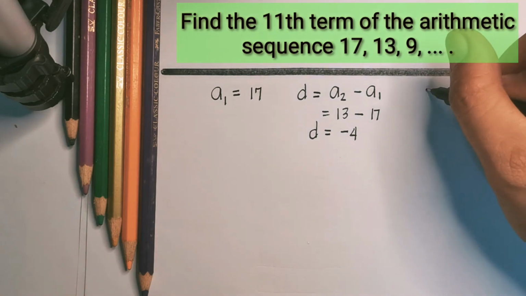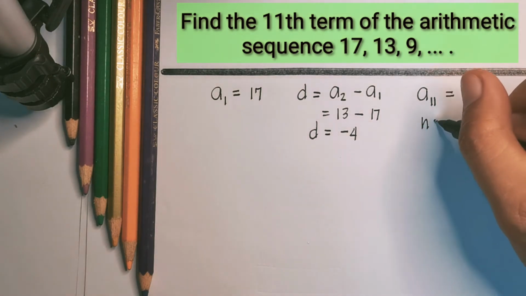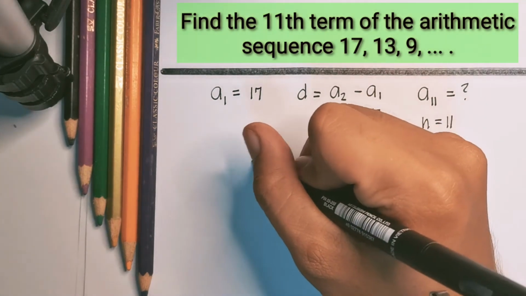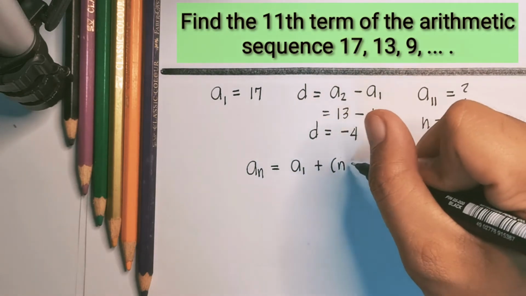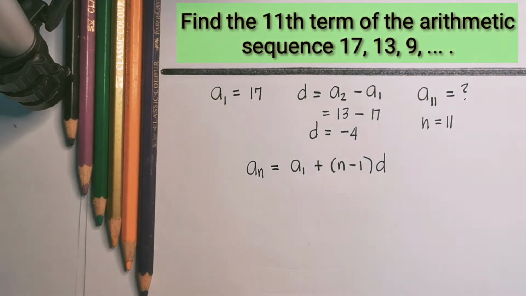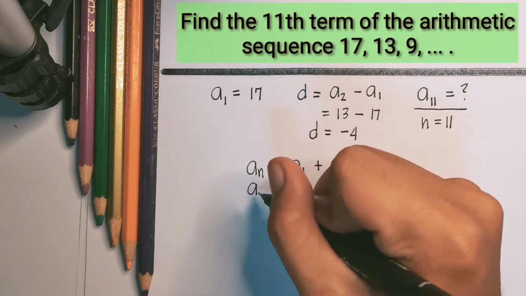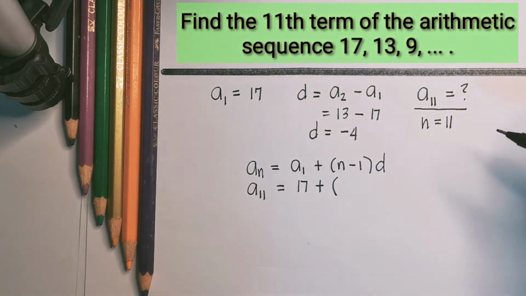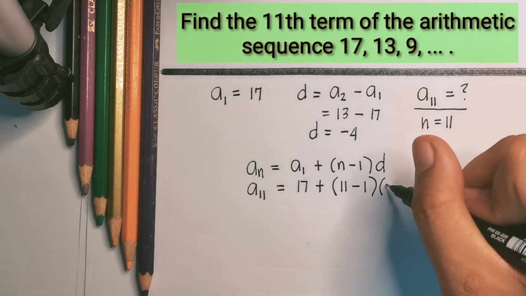Sunod, ang hinahanap natin ay a sub 11. Kung a sub 11 ang hinahanap natin, ibig sabihin ang value ng n ay 11. Ngayon, i-substitute natin ito sa formula. So, the formula is a sub n equals a sub 1 plus the quantity of n minus 1 times the common difference. Then, substitute natin ang mga given values. So, a sub n, ang hinahanap natin ay a sub 11. So, a sub 11 equals, a sub 1 natin ay 17, plus, ang value ng n natin ay 11, minus 1 times the common difference, which is negative 4.